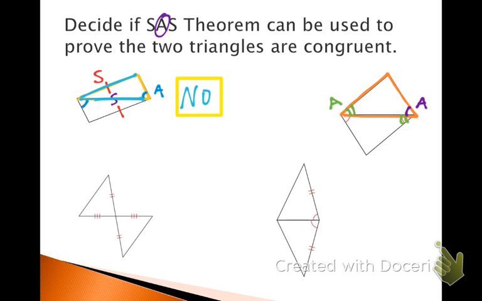We have another one on the right side. Do we have any sides? No. Yes, we do. The one they share. Oh, yeah. The one in the middle.